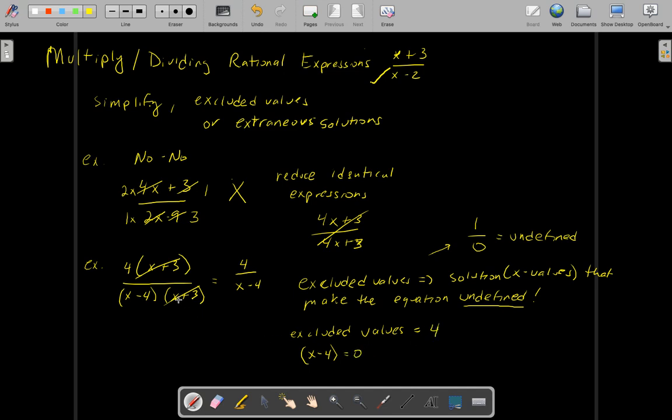But also, if I look at this one, x plus 3, if I set that equal to 0, I know that's going to give me a value of negative 3. Okay, so 4 and negative 3 would be the excluded values in this situation. Now you could check that by plugging those into the equation. Usually there's only one excluded value, not two.